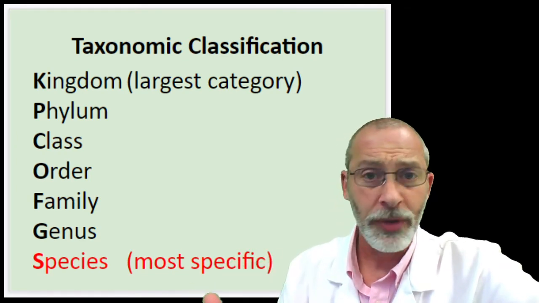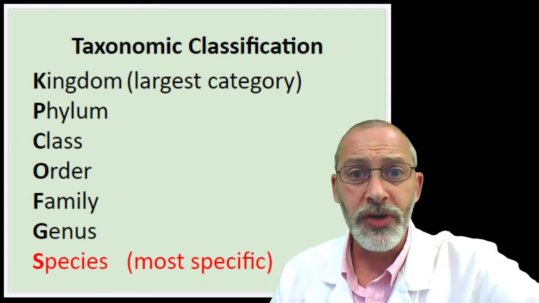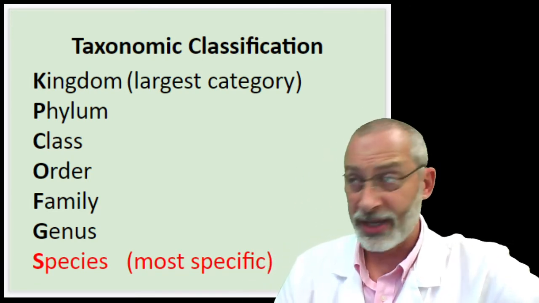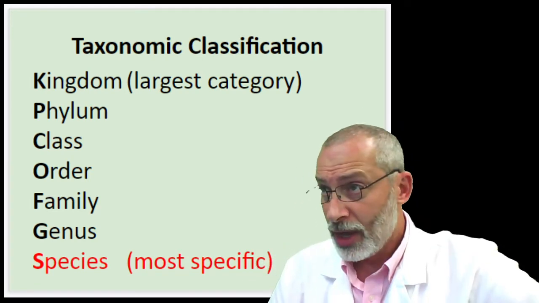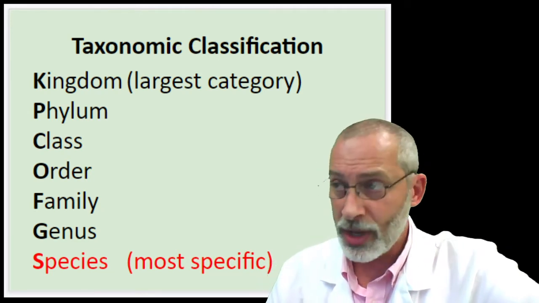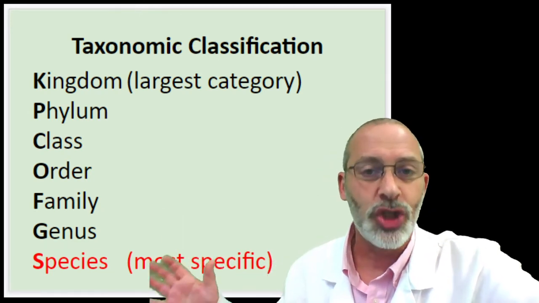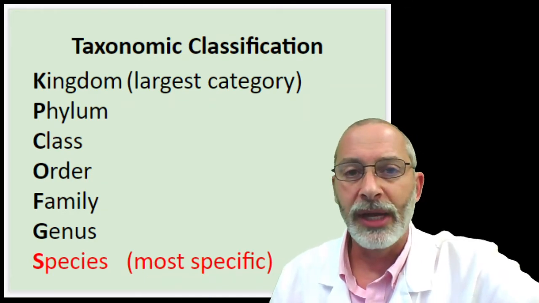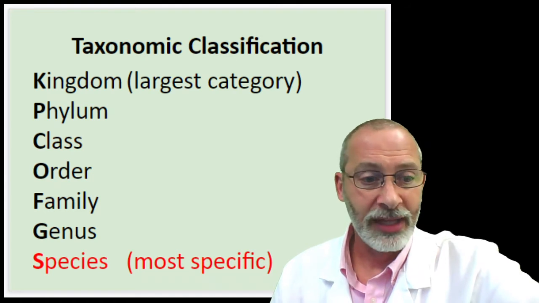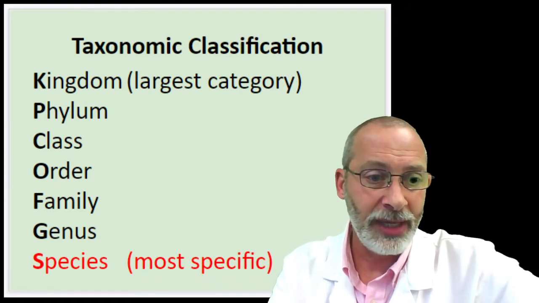Now, some of you might be a little bit more versed in taxonomic classification than others, and some of you might say, well, what about breeds? What about various other groupings? Well, they are subspecies. We're not going to get into that right now. We're just going to stick with the kingdom, phylum, class, order, family, genus, and species.